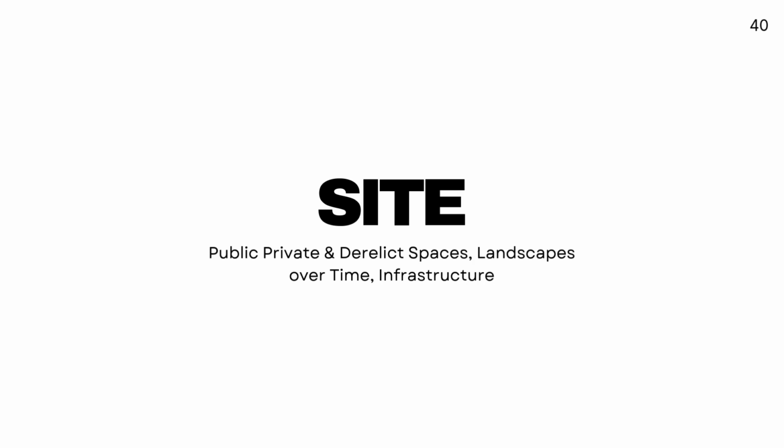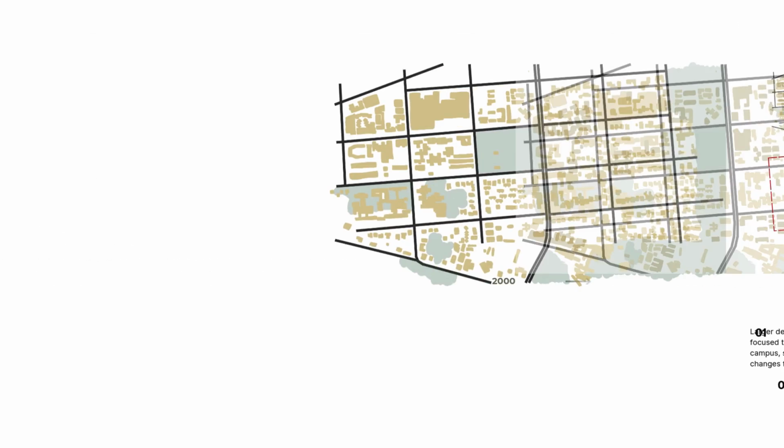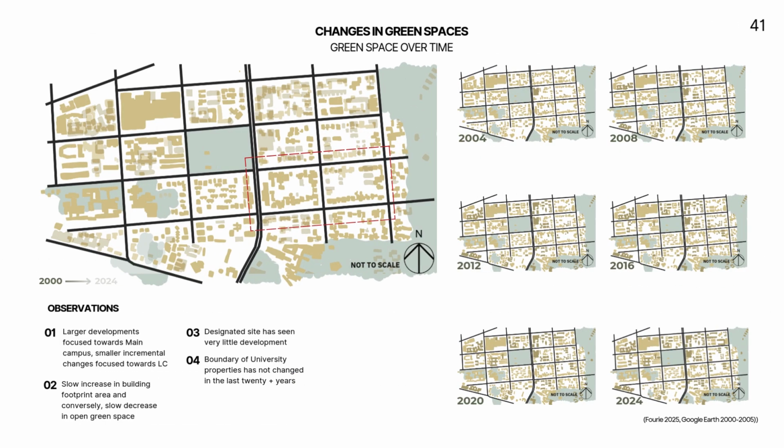This section shifts our focus from the precinct to the site level, analyzing a 5-block area between the two campuses. Key aspects include public versus private spaces, underutilized or derelict areas, landscape evolution, as well as infrastructure. We now examine how the built environment has changed over time and in and around the site. This includes tracking shifts in building footprints and green spaces over the past 2 decades.